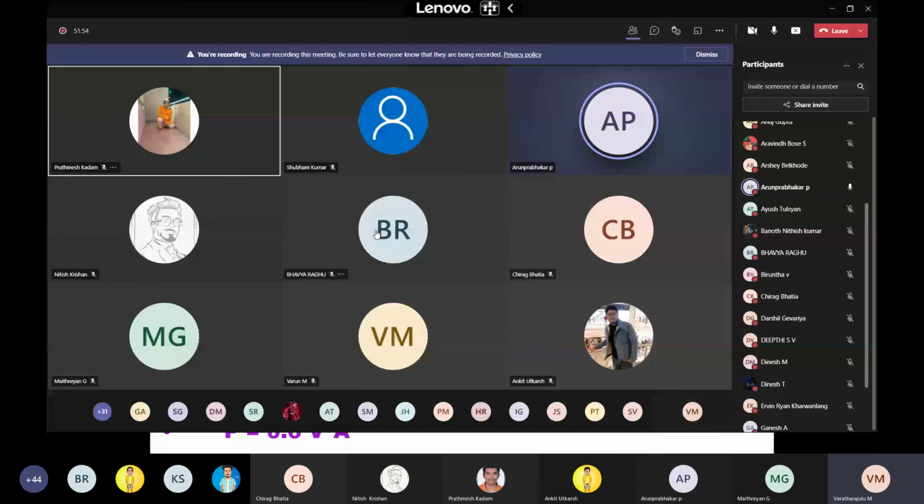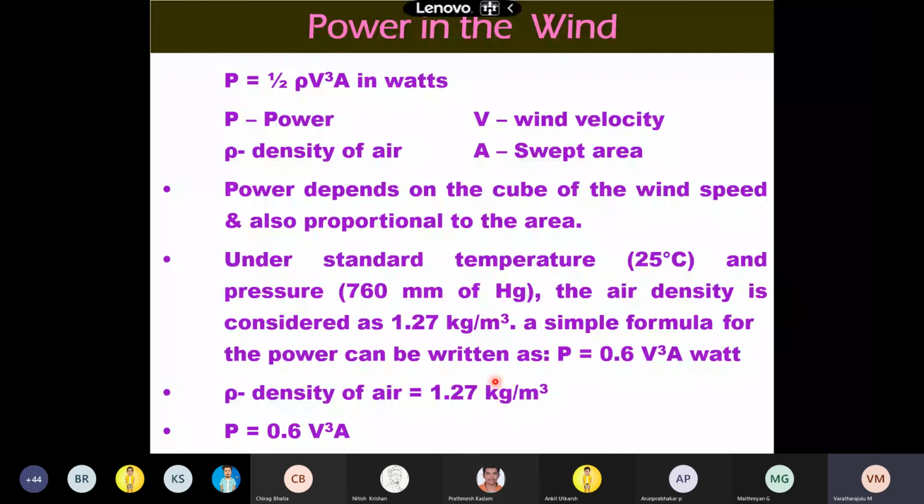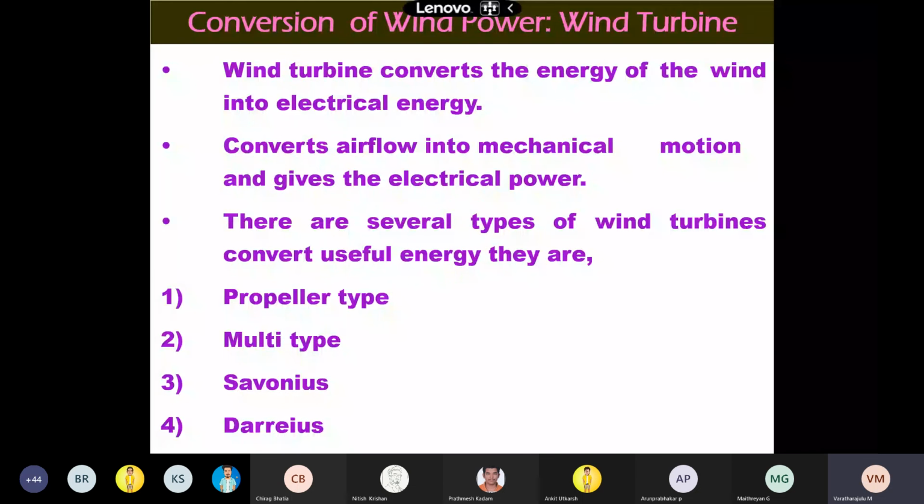See, this was the conversion of wind power. The wind power converts the energy of the wind into electrical energy; it converts the airflow into mechanical motion and gives the electrical power. And there are several types of wind turbines which convert useful energy. There, one is the propeller type, multi-blade type, and so on. And this is what we have seen earlier.